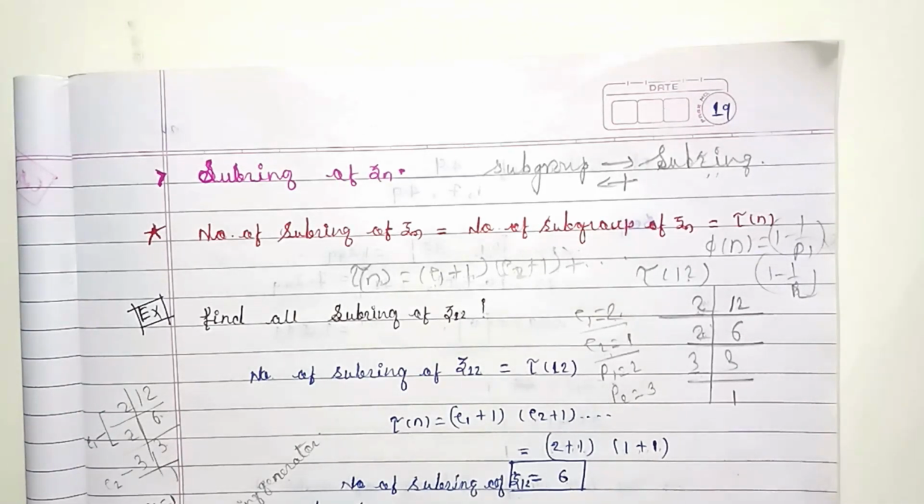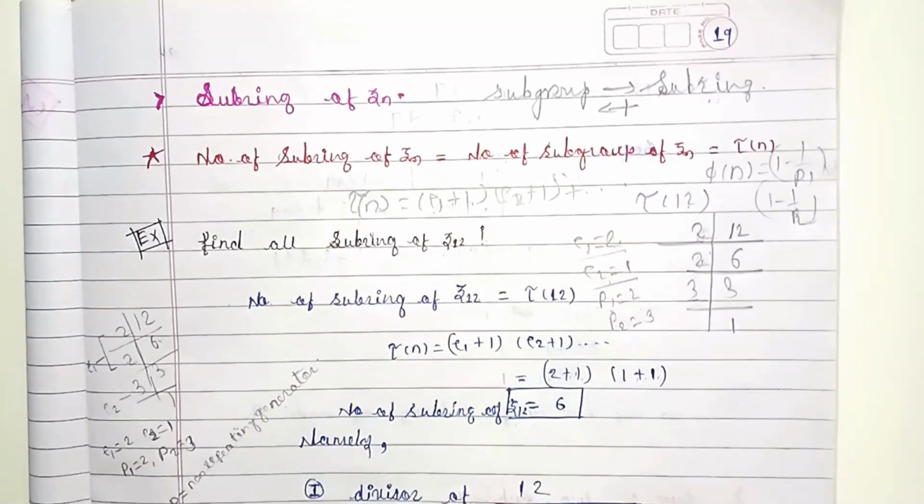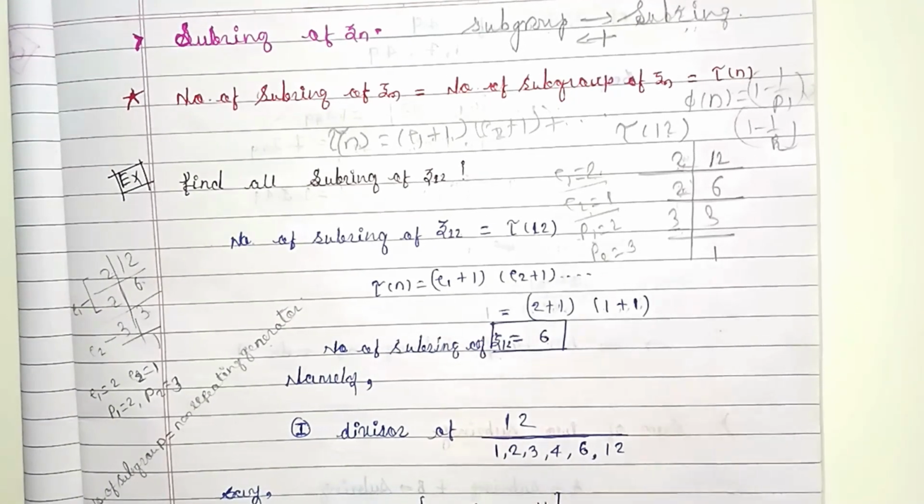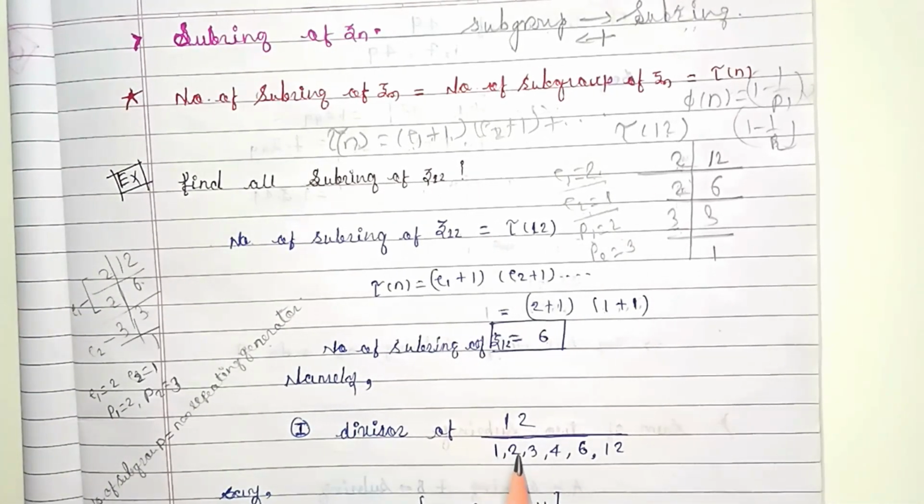If you want to find the subrings, you have to apply a process quite similar to finding subgroups. In a subgroup, we have Lagrange's theorem for finding subgroups: the order of an element divides the order of the group. So here we have to find which elements divide 12. A similar process applies for the subring too. First 1, 2, 3, 4, 6 and 12, these numbers divide 12.